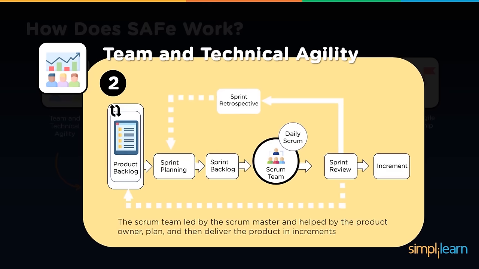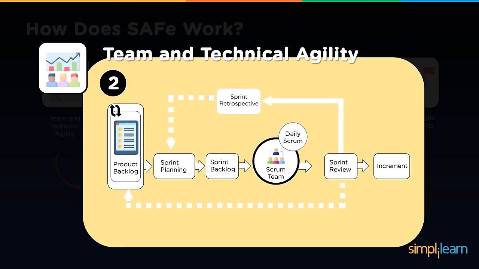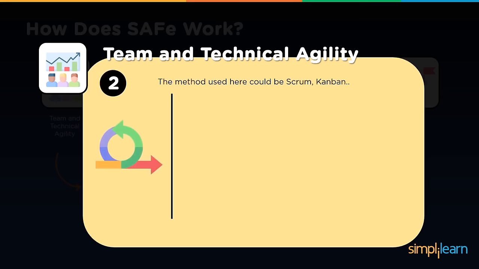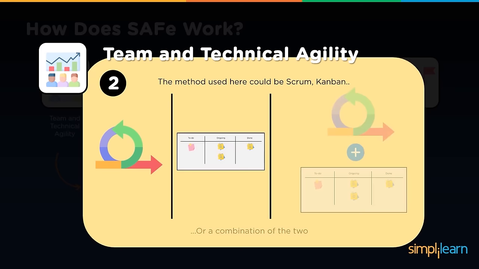Then the Scrum team, led by the Scrum Master and supported by the product owner, plans and then delivers the product in increments. So further, after delivery, they have a retrospective to determine how the iterations went and how it can be improved. This is incorporated into the next iteration's planning phase. So the method used here could be Scrum or Kanban. So both are popular. The combination of these can be used. So Scrum basically helps in ensuring that things move in iterations and everything is visible and delivered, whereas Kanban supports in terms of making it more visible and able to manage it better.